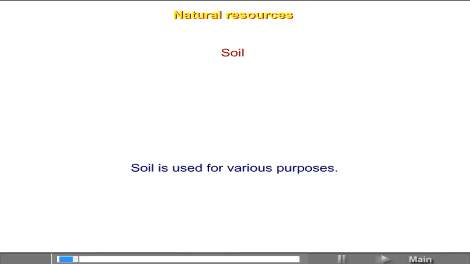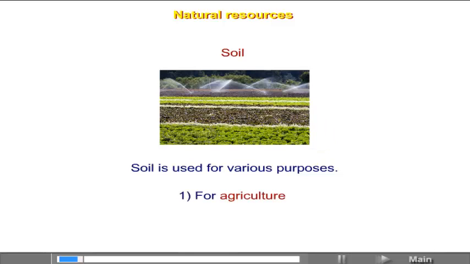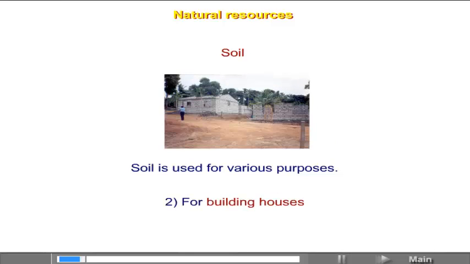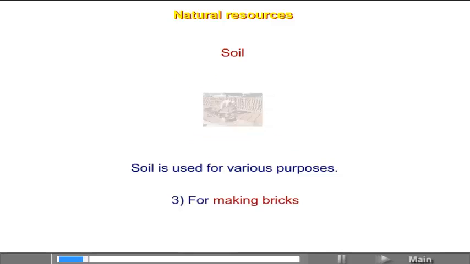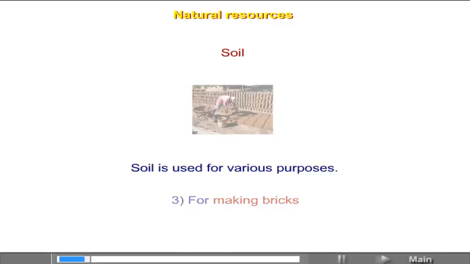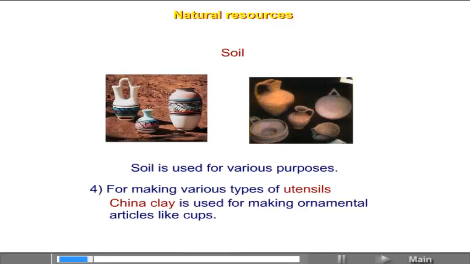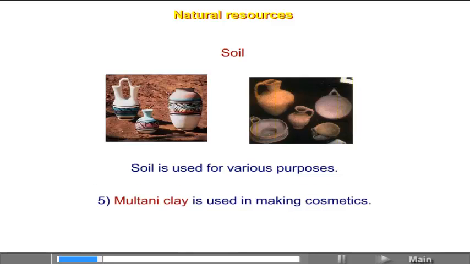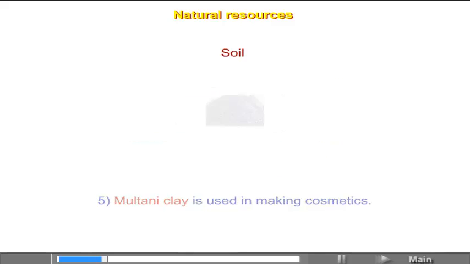Soil. Soil is used for various purposes. 1. For agriculture. 2. For building houses. 3. For making bricks. 4. For making various types of utensils. China clay is used for making ornamental articles like cups. 5. Multani clay is used in making cosmetics.